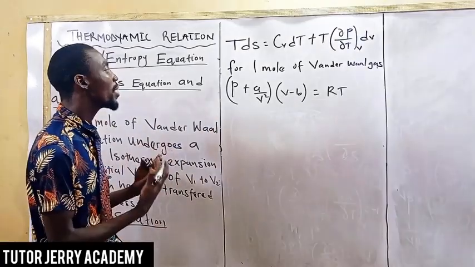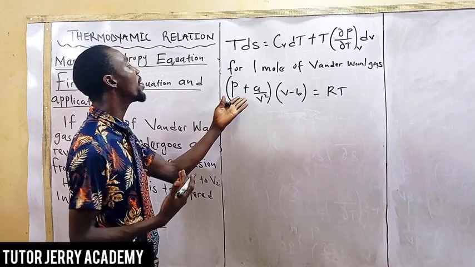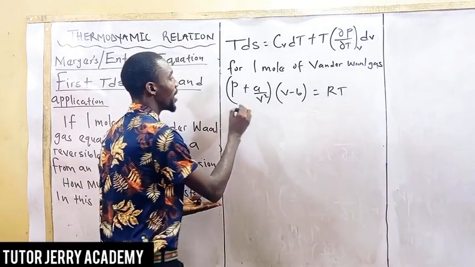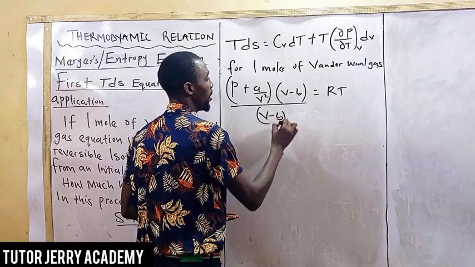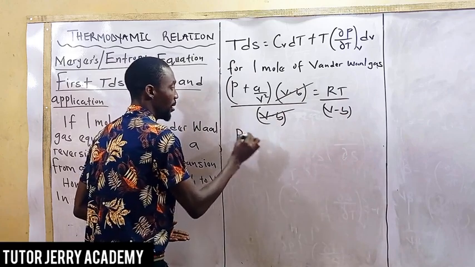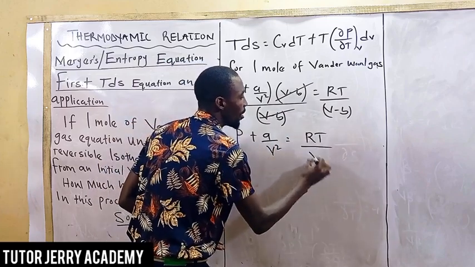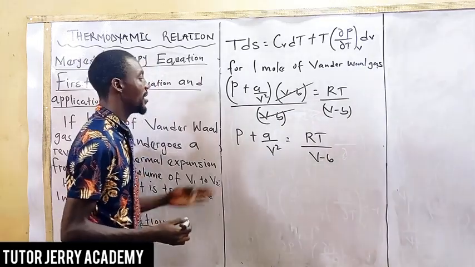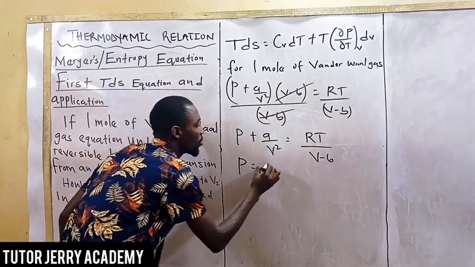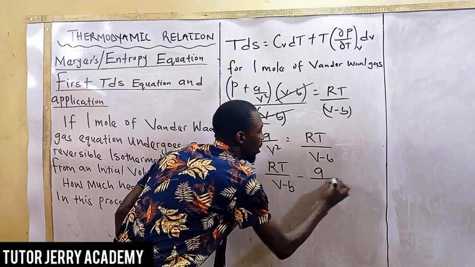All right, the next thing we are going to do is make P the subject of the formula. Of course, for us to make P the subject of the formula, the first thing we do is divide through by V minus b. So if I divide this equation by V minus b, what will I have? I am going to have P plus a over V squared equal to RT over V minus b. All right, the next thing is I'm going to move what is at this side to that side. Then P equals RT over V minus b minus a over V squared.